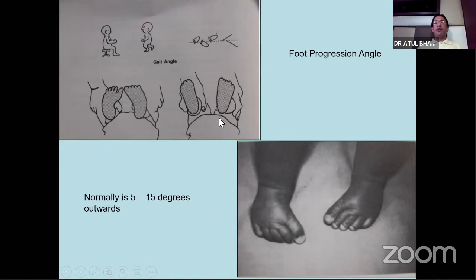Normally the foot is pointing 15 degrees outwards. So any in-toeing gait, any in-toeing position of the foot, should tell you that the medial side is overactive, that on the medial side there is a contracture, or the tendons are tight on the medial side. And that tells you that you can do your management based on that.